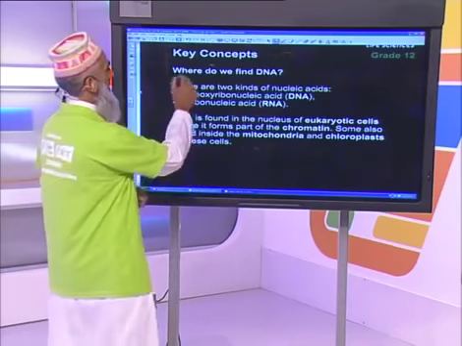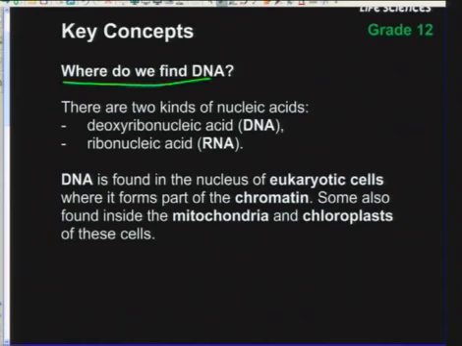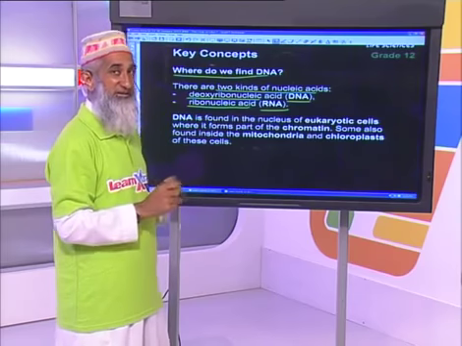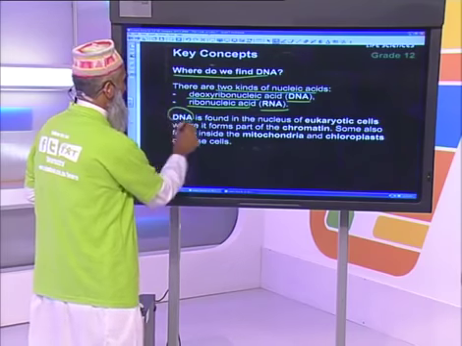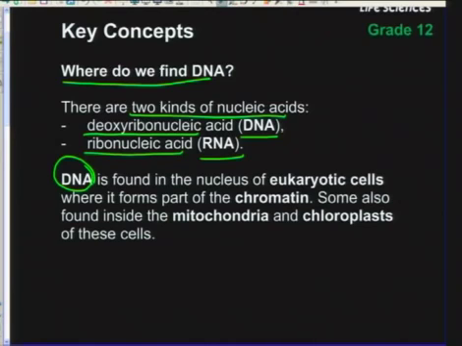So we're saying, where do we find the DNA? We said earlier, there are two kinds of nucleic acids. We get deoxyribonucleic acid, DNA, and we get ribonucleic acid, that is RNA. These are the two nucleic acids that we have. DNA, the one we're looking at the moment, is found in the nucleus of eukaryotic cells, where it forms part of the chromatin. Some is also found inside the mitochondria and the chloroplast.